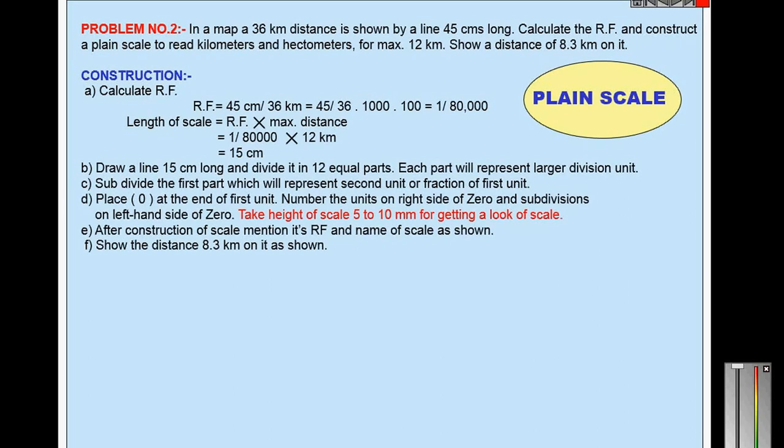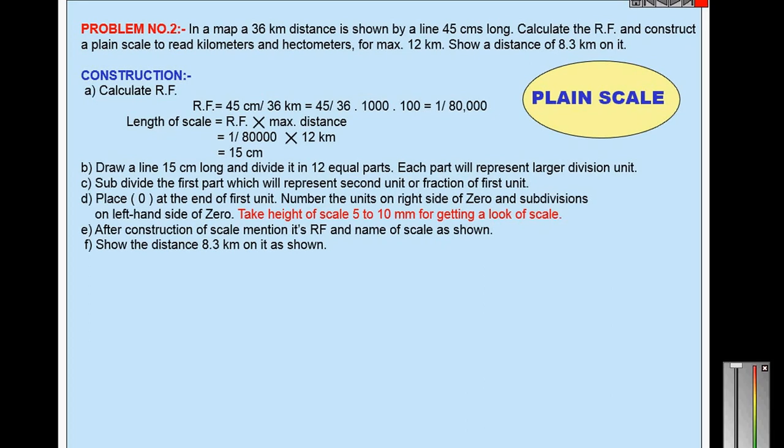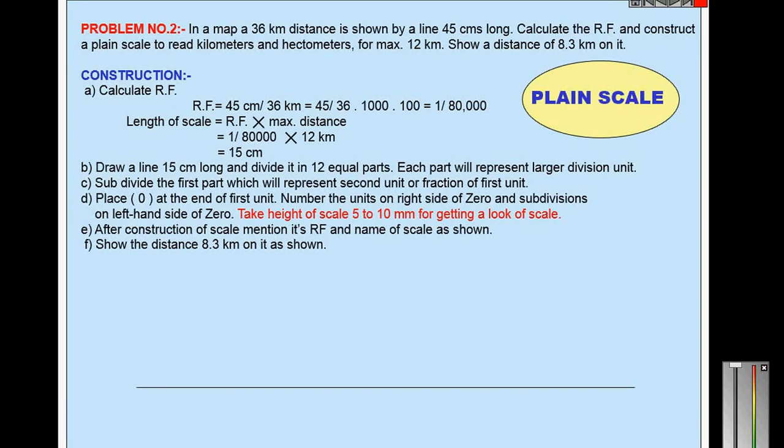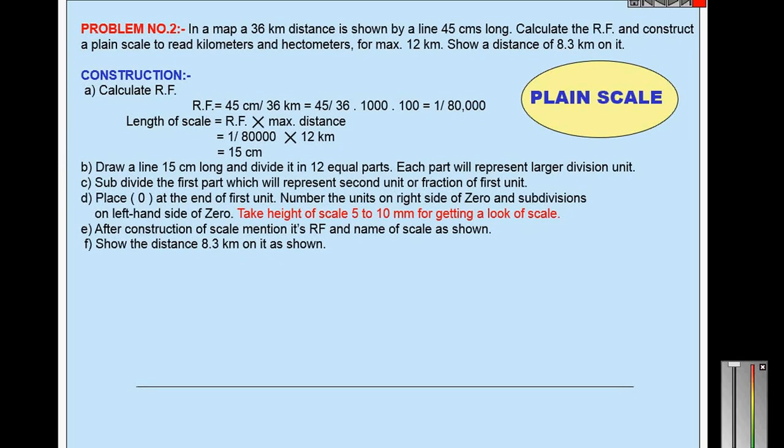So the length of the scale is RF into maximum distance. So 1 by 80,000 into, as per the question, the maximum distance is 12 kilometer. So into 12 kilometer, and you will get the length of the scale is 15 centimeter. So draw a given line, and the length of the line is 15 centimeter, and divide that line into 12 equal parts, and each division represents 1 kilometer.